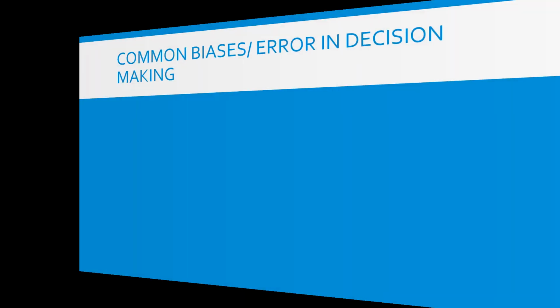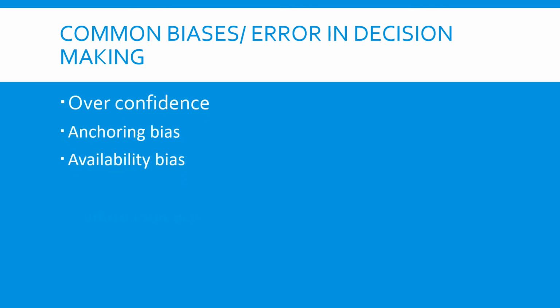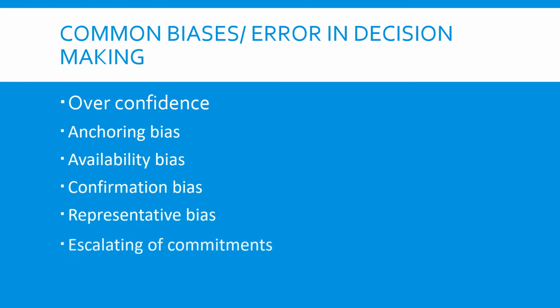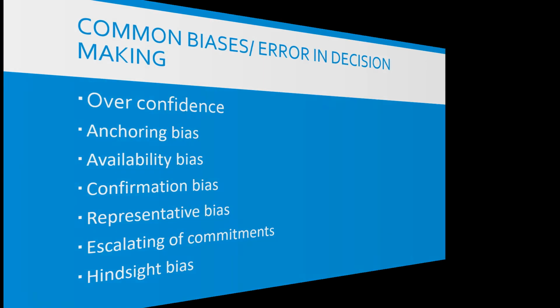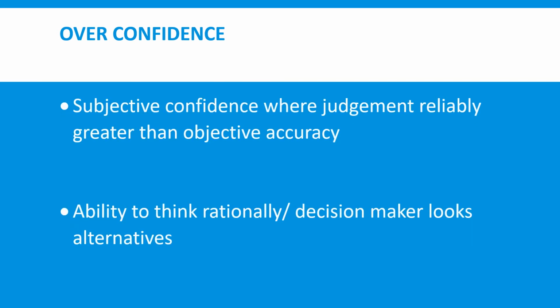Now we have the common biases and errors in decision making. So there is overconfidence, anchoring bias, availability bias, confirmation bias, representative bias, escalation of commitment, and hindsight bias. Talking about overconfidence, it is subjective confidence where the judgment reliability is greater than the objective accuracy, affecting the ability to think rationally, and the decision maker overlooks alternatives.